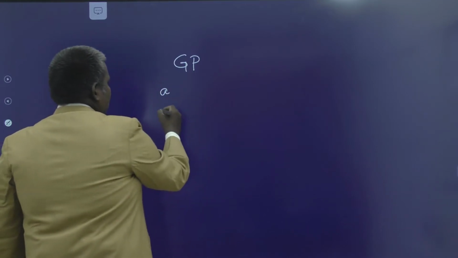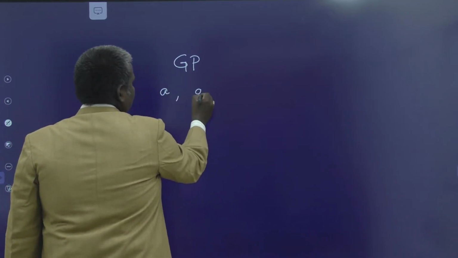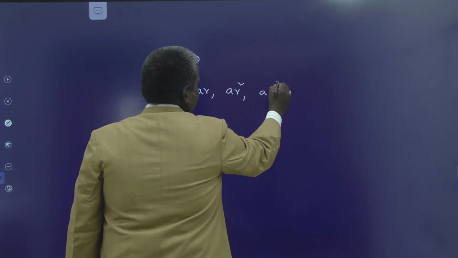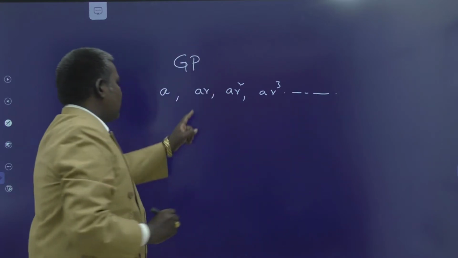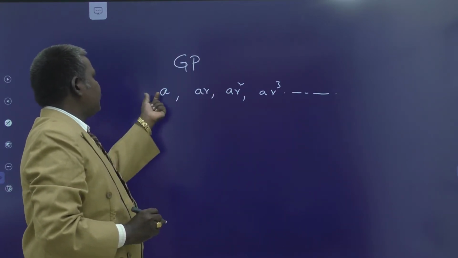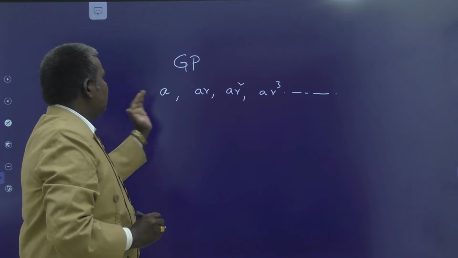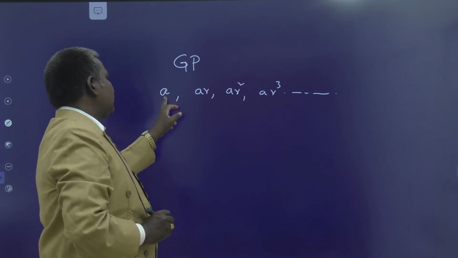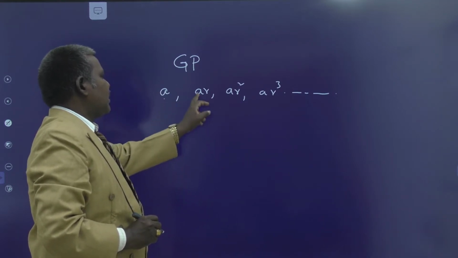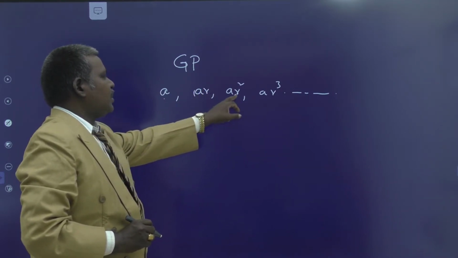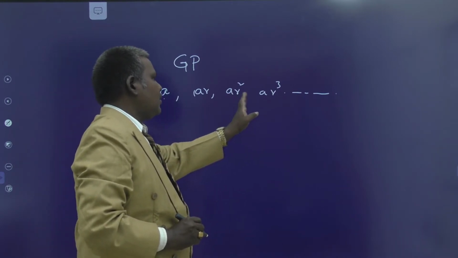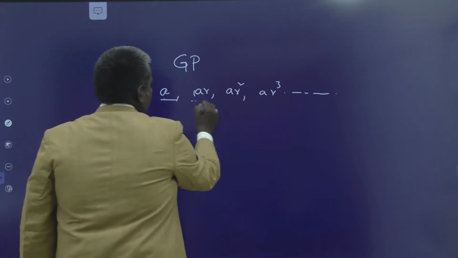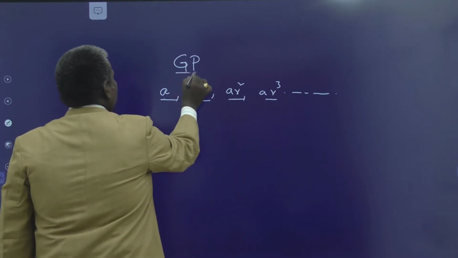The terms are in this manner: A, AR, AR square, AR cube, and so on. The next term is obtained from the preceding term by multiplying by a fixed constant value. If you multiply A with R, we obtain AR. Again multiply this with R, we obtain AR square. Multiply this with R, we obtain AR cube, and so on. So we generate the series in this manner, and we get geometric progression.